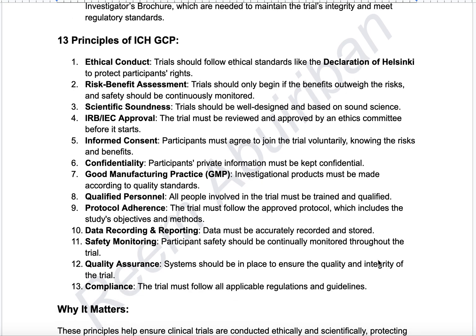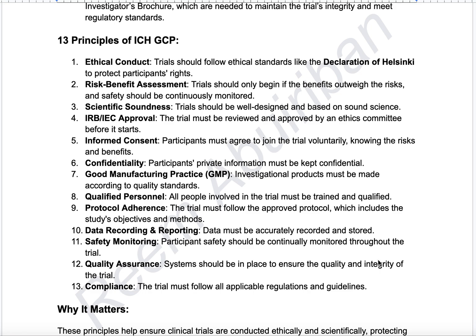Principles of ICH GCP. Ethical conduct. Trials should follow ethical standards like the Declaration of Helsinki to protect the participants' rights. Risk-benefit assessment. Trials should only begin if the benefits outweigh the risks, and safety should be continuously monitored. Scientific soundness. Trials should be well designed and based on sound science. IRB/IEC approval. The trial must be reviewed and approved by an ethics committee before it starts. Informed consent. Participants must agree to join the trial voluntarily, knowing the risks and the benefits.